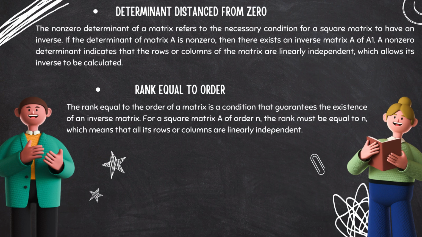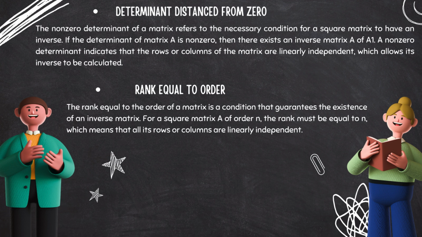Determinant different from zero. A non-zero determinant of a matrix is a necessary condition for a square matrix to have an inverse. If the determinant of matrix A is non-zero, then there exists an inverse matrix A⁻¹. A non-zero determinant indicates that the rows or columns of the matrix are linearly independent, which allows an inverse to be calculated.